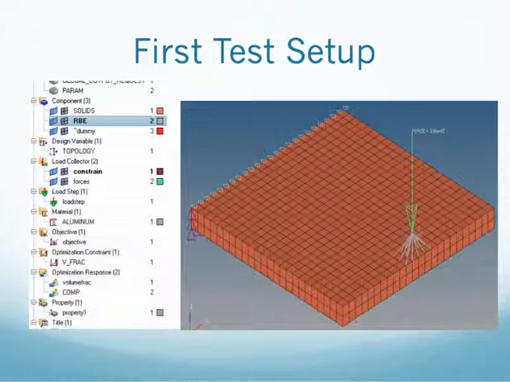My first test setup, you see it's fixed at the one end. Then I use the RBE function with the force of 300 pounds. On the left, you can see the load collector with the constraint and forces, my topology design variable, the material, my objective, my optimization constraints, and then my responses.